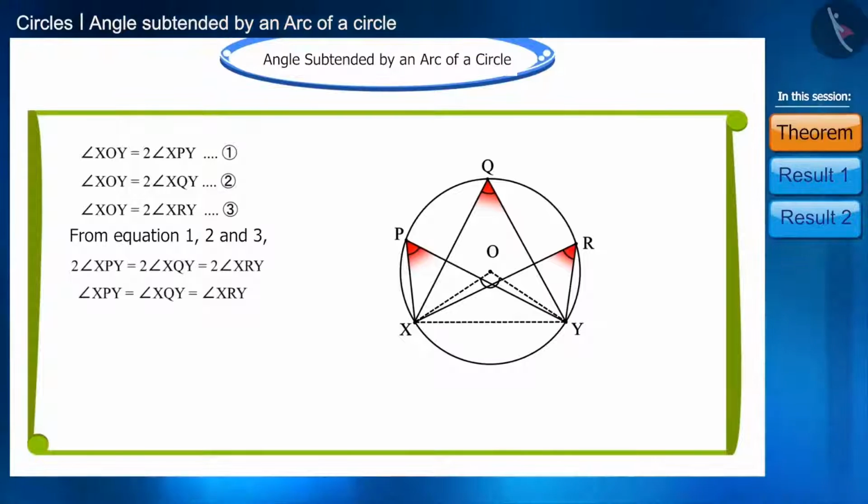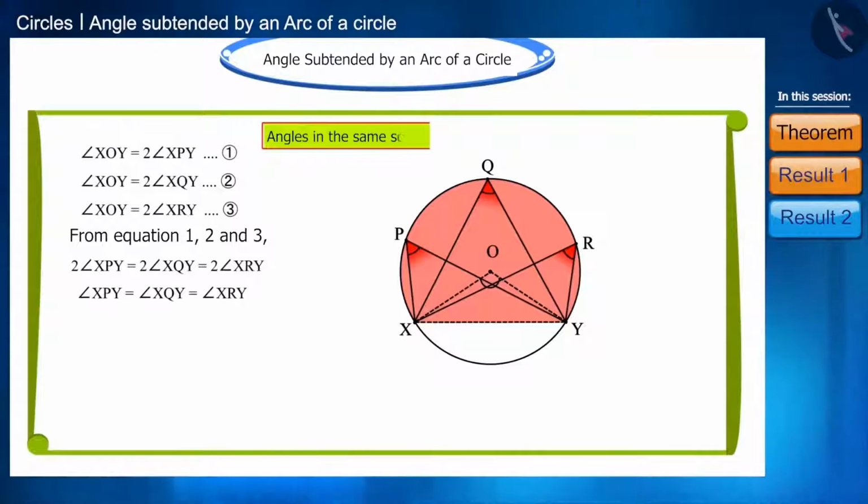All these angles are located in the same segment of a circle. Therefore, we can say that the angles of the same segment are equal.